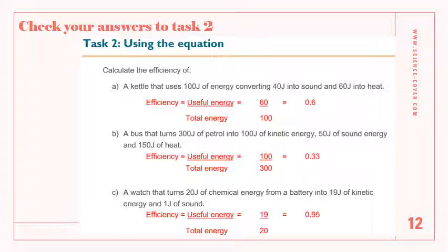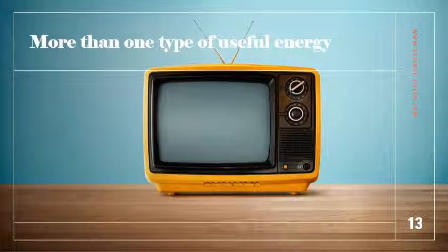A watch turns 20 joules of chemical energy from a battery into 19 joules of kinetic energy and 1 joule of sound. So the efficiency is the useful energy divided by the total. So 19 joules of kinetic energy is the useful energy, and our 20 joules is what is going in, so that's the total. So 19 divided by 20 is 0.95.